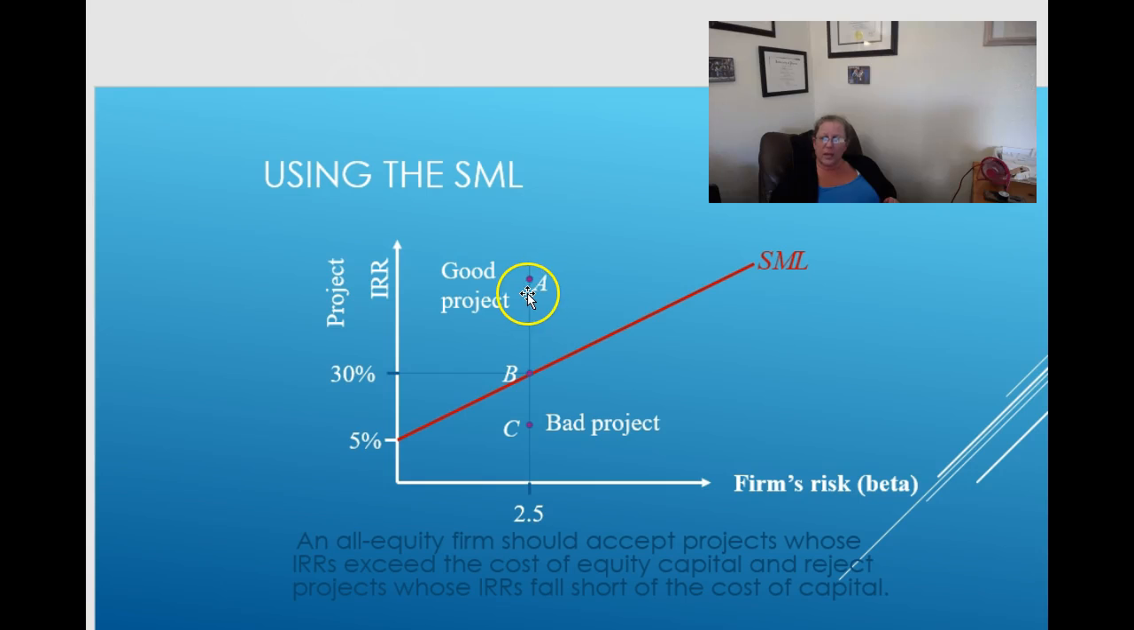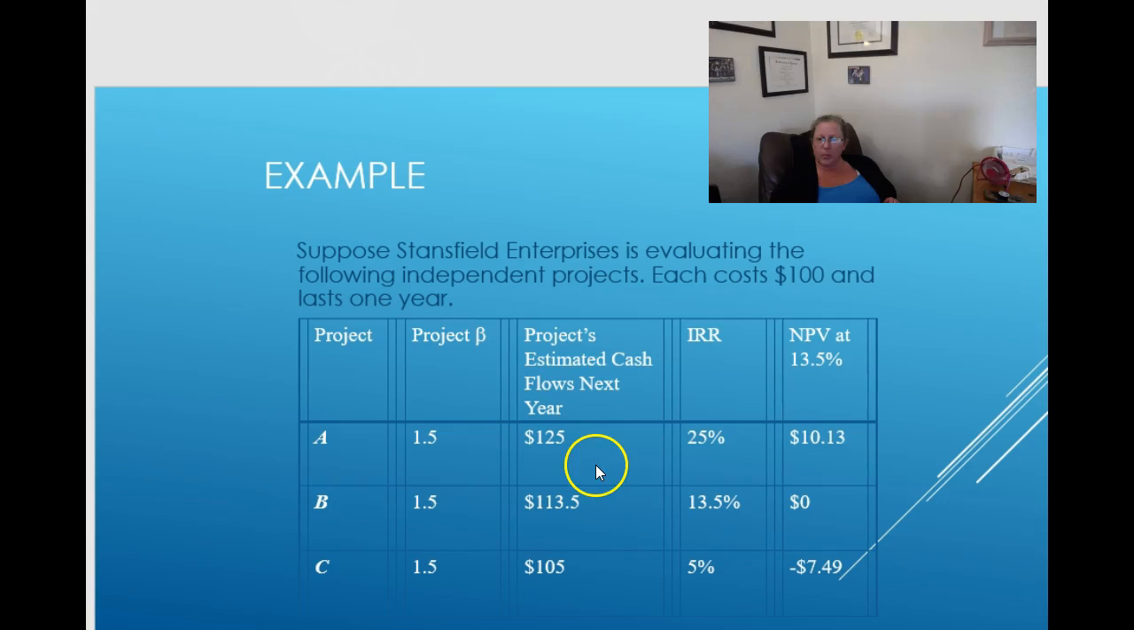It looks like Project A is probably going to be the best project. It has an IRR of 25%, which is much higher than the discount rate, so I would think that would be good. It also has a positive NPV. So these are just tools that you can use to help decide on which capital projects to take.